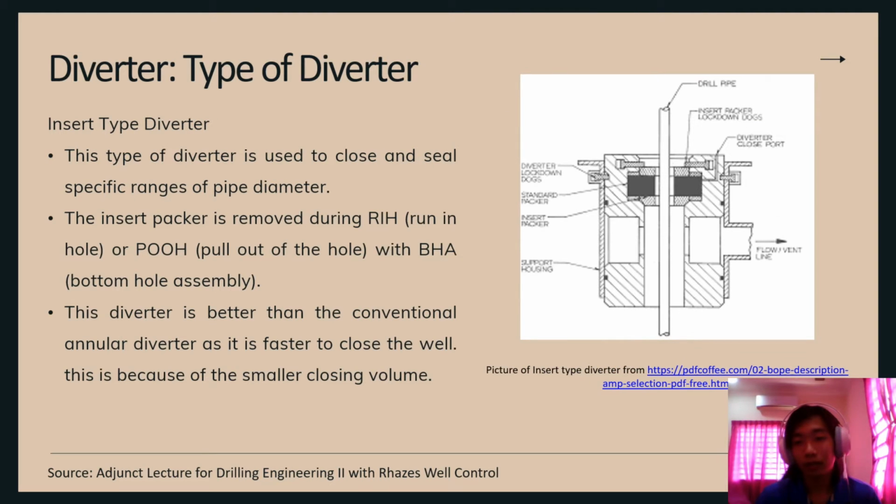So the second type of diverter is the insert type diverter. Now as we can see from the photo here, the difference from the conventional diverter is that there's a drill pipe inserted in the middle of the diverter with the presence of the standard packer and the insert packer. So this type of diverter is used to close and seal a specific range of pipe diameter. The insert packer is removed during the run-in hole or the POH, pull-out hole, with the bottom hole assembly. Now this diverter is better than the conventional diverter as it is faster to close the well. This is because of the much smaller closing volume.